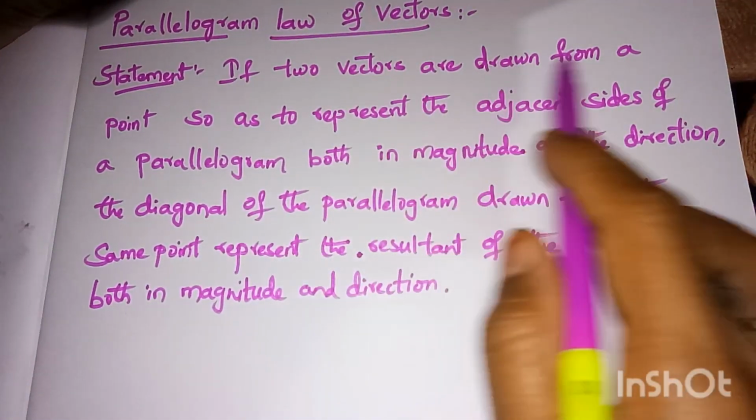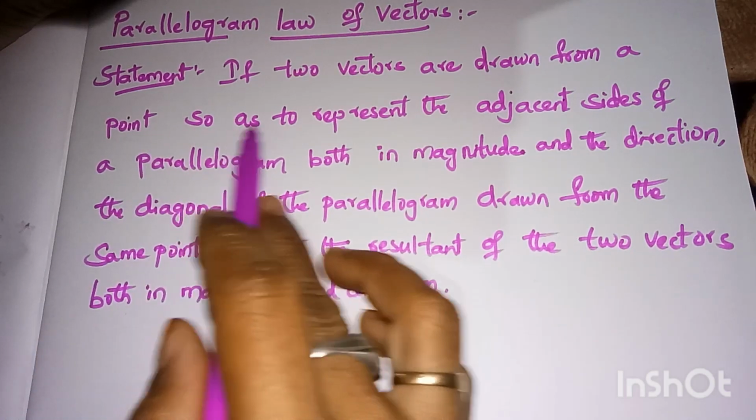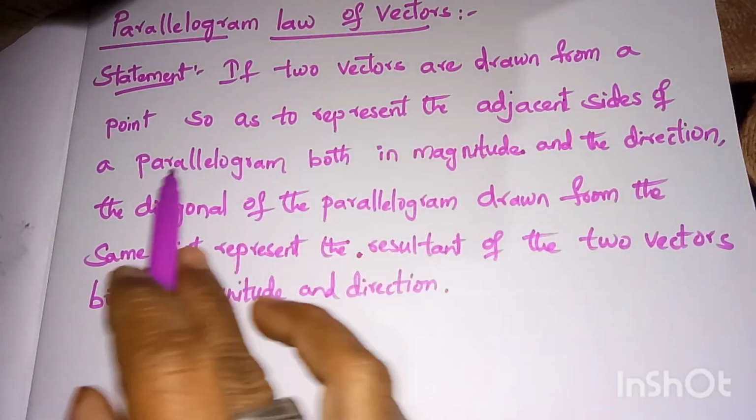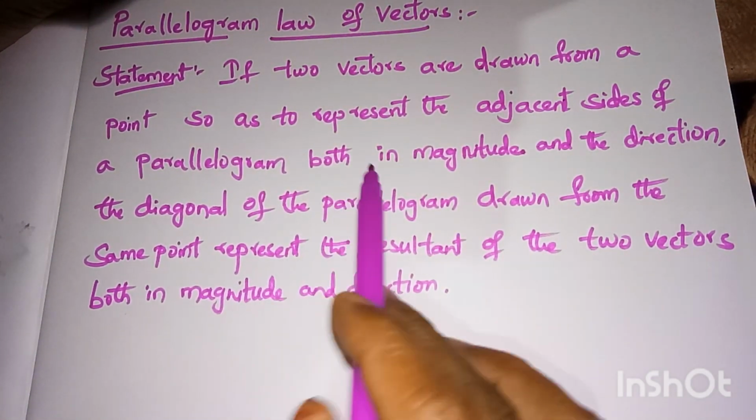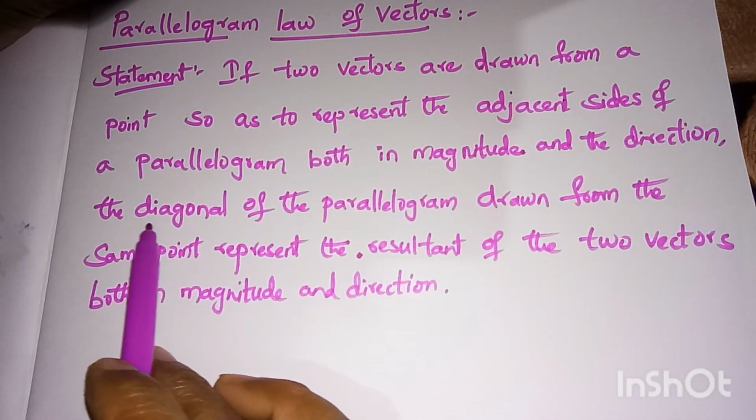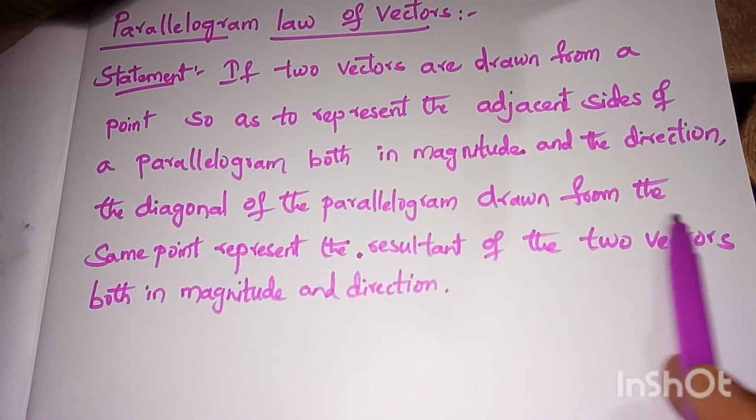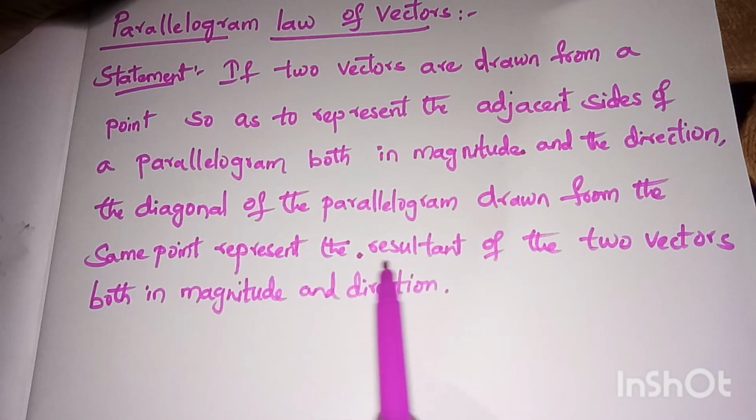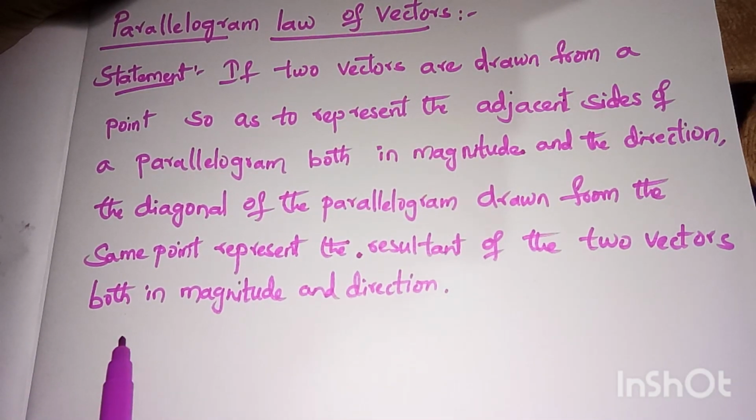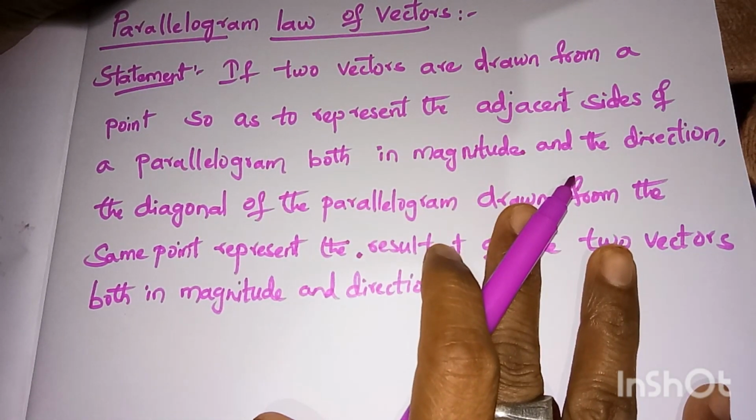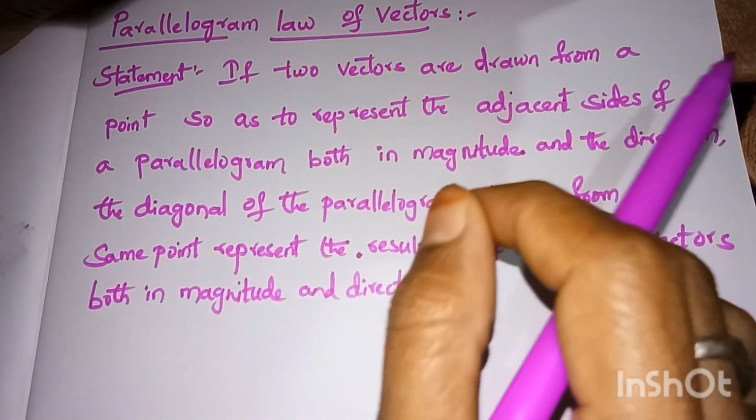If two vectors are drawn from a point so as to represent the adjacent sides of a parallelogram, both in magnitude and direction, the diagonal of the parallelogram drawn from the same point represents the resultant of the two vectors both in magnitude and direction. So the statement is very simple. I will explain this statement in a very simple way.